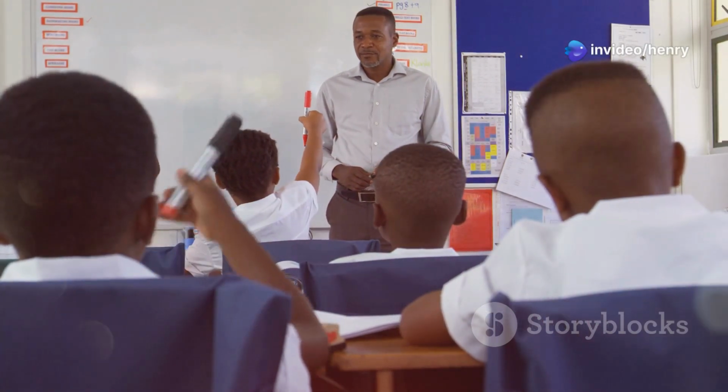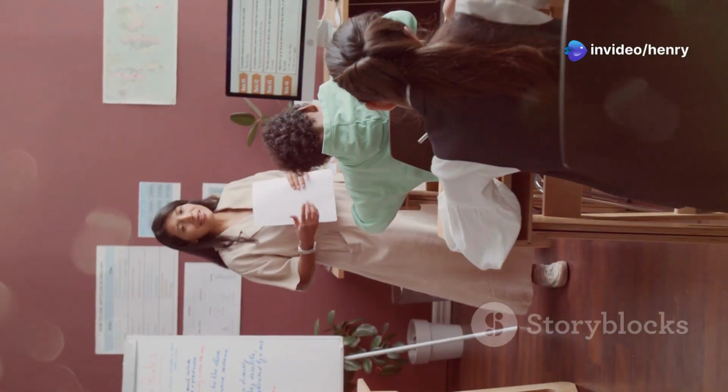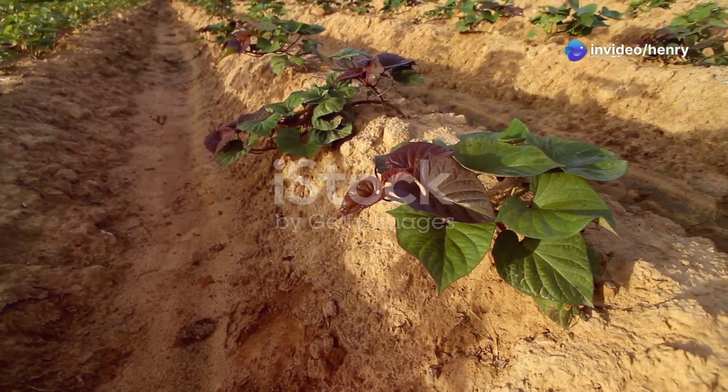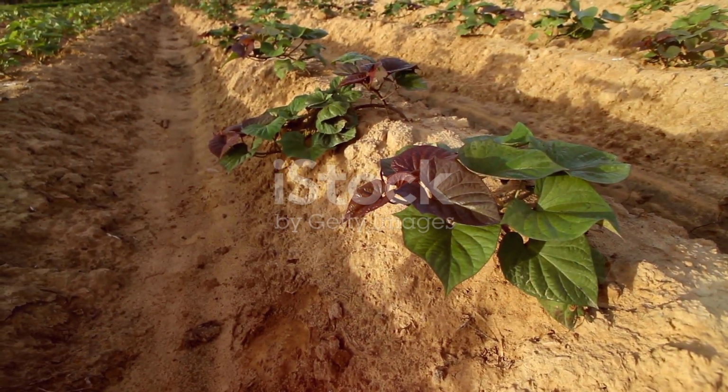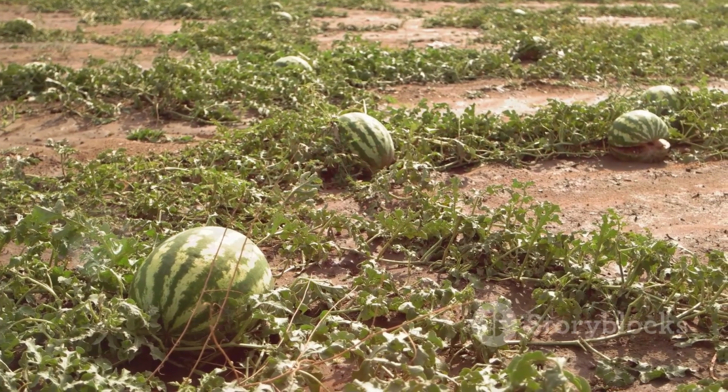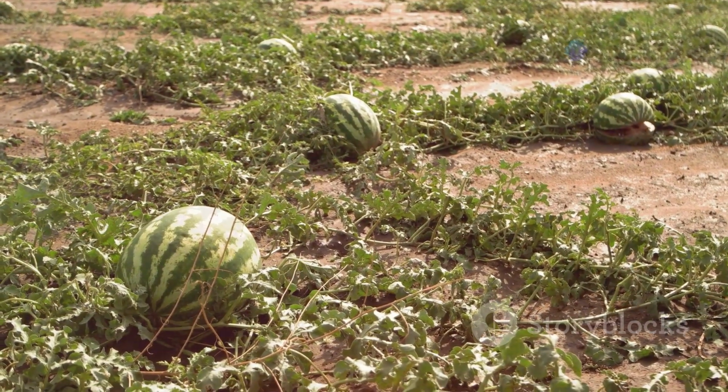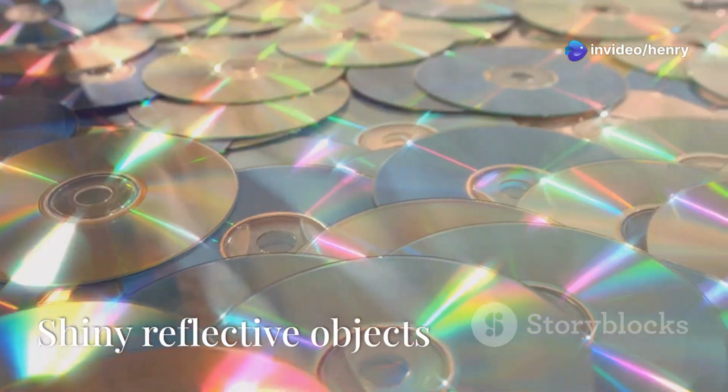Name 2 creeping crops and their benefits. Examples of creeping crops are 1. Sweet potatoes. They provide food and protect soil from erosion. 2. Watermelons. They are rich in vitamins that protect against diseases.